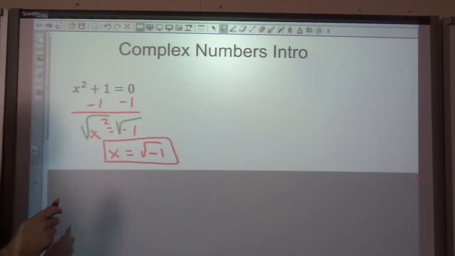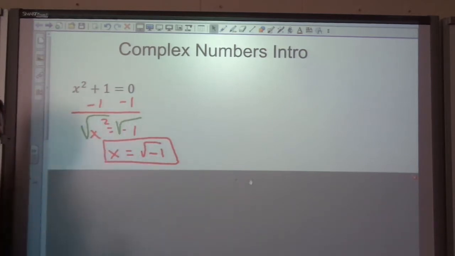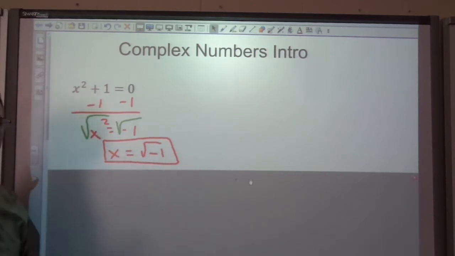The problem is, there is no number that times itself equals negative 1. There is no number that we know that's real, that could be on the number line, that times itself equals negative 1. Any negative times itself will be positive. Any positive times itself will be positive. It's impossible to have a number times itself to equal negative 1.